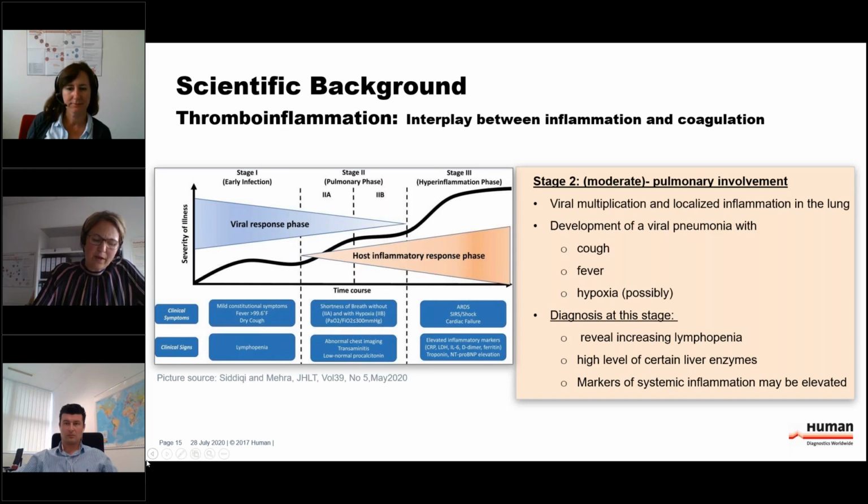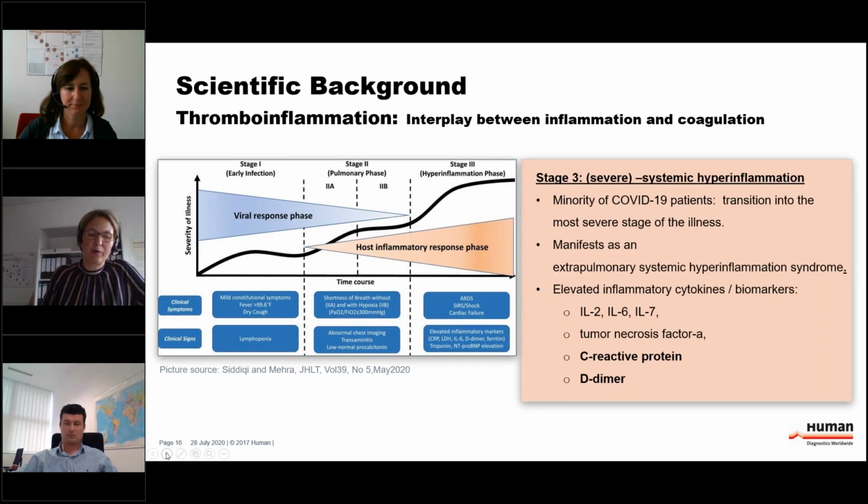Markers of systemic inflammation may be elevated. It is at this stage that most patients with COVID-19 would need to be hospitalized for close observation and management. Next, please.